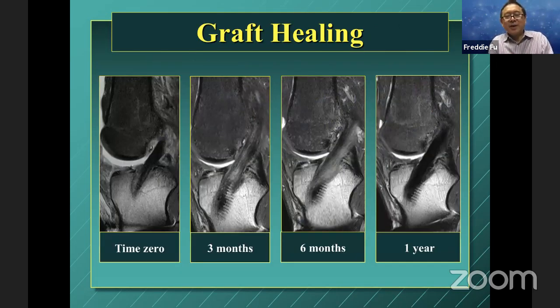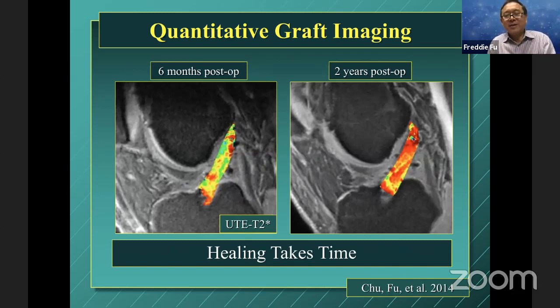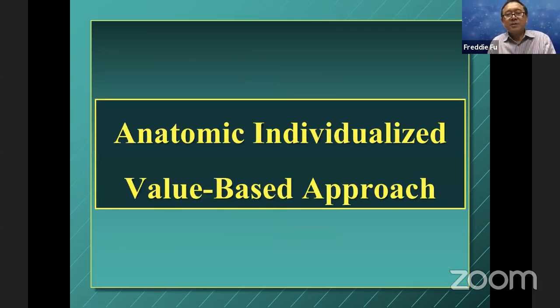Healing takes time, okay? You can see at 6 months, the graft may not heal quite yet. So you need about 1 year and even 2 years, people think. Look at the healing. Red is healing. It takes a long time. Maybe 50% of healing before you can play. We don't know. So again, anatomical individualized is important.